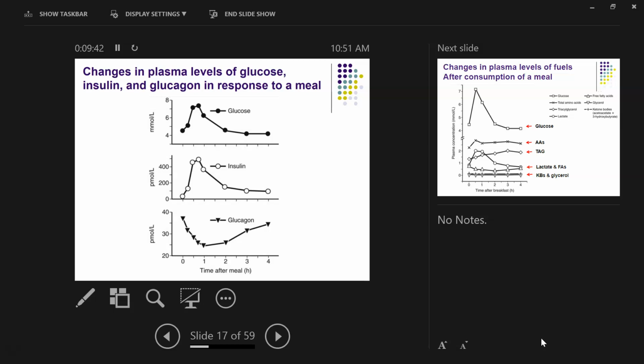But the glucagon, which is a counter-regulatory hormone, the level actually decreases, drops, right? When we have high insulin and high glucose, the glucagon level is decreased. So try to remember the pattern of the glucose, insulin, and glucagon levels during the absorptive phase, right? Which hormones increase and which hormones decrease.